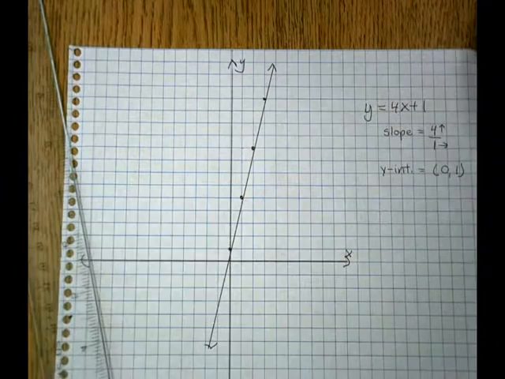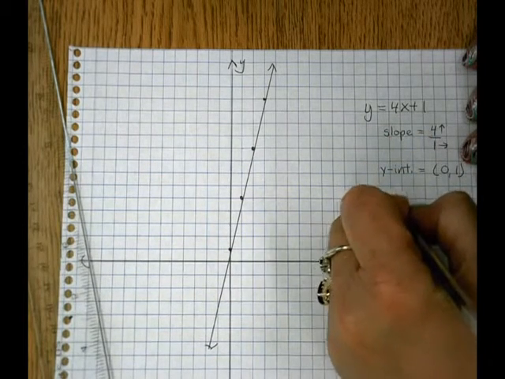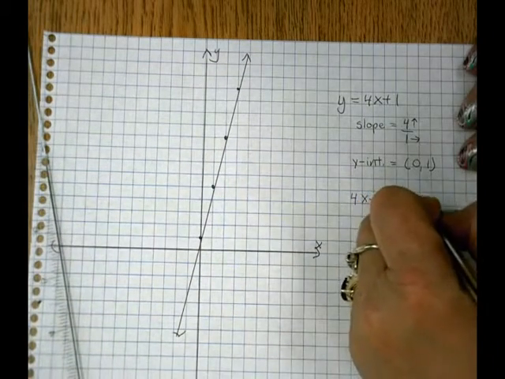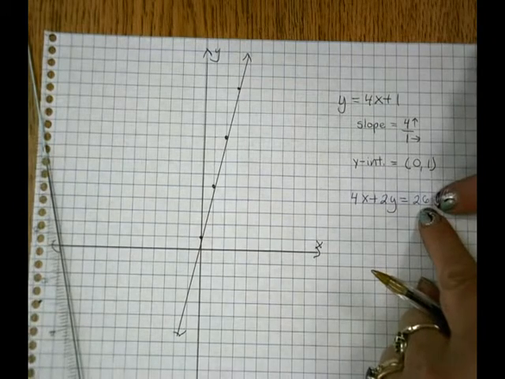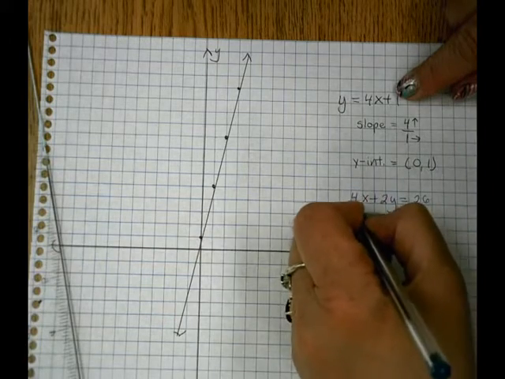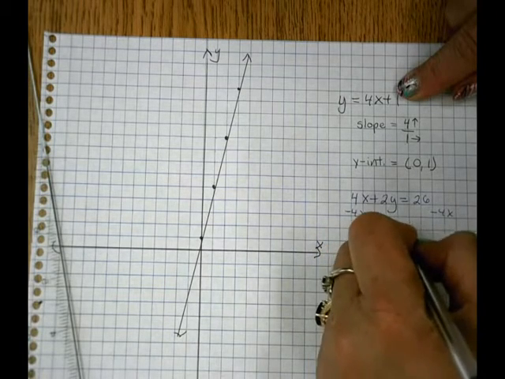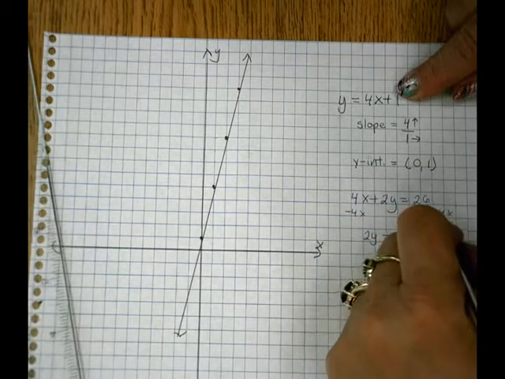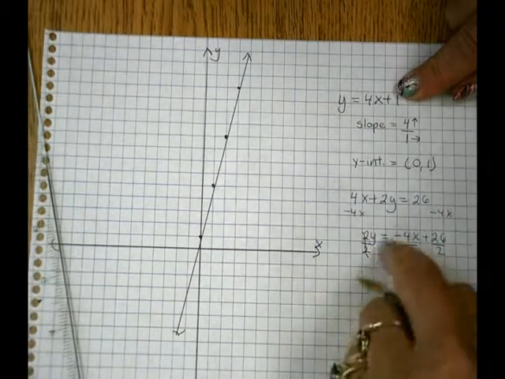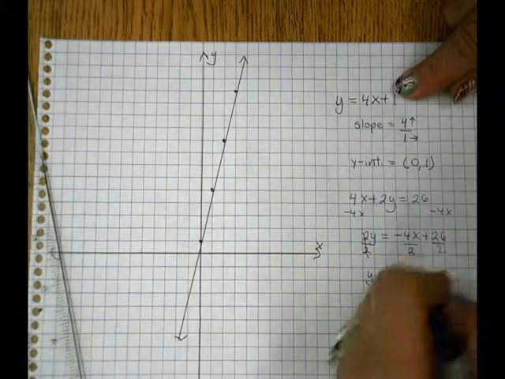Now I'm going to graph the other line. And the other line is 4x plus 2y equals 26. Now in order to find the slope and the y-intercept, I have to get this into slope-intercept form, like here, y equals. So I'm going to subtract 4x from both sides. And I'm going to get 2y equals negative 4x plus 26. I'm going to divide each term by 2 so that I get y by itself, and I get y equals negative 2x plus 13.